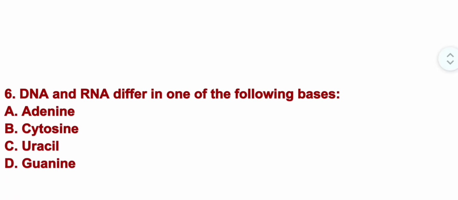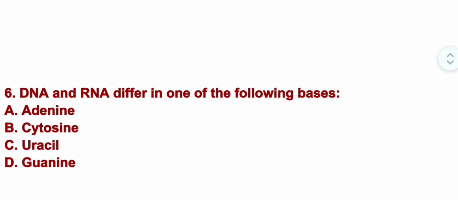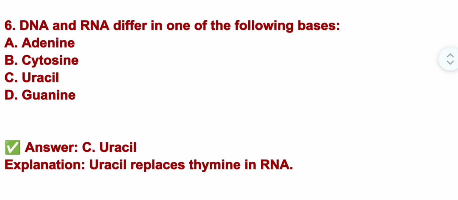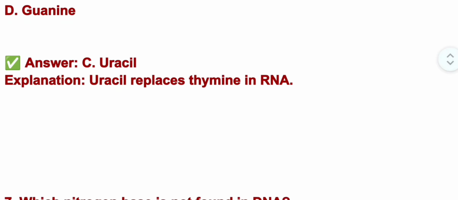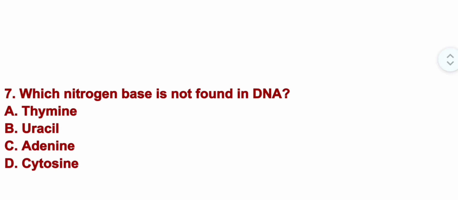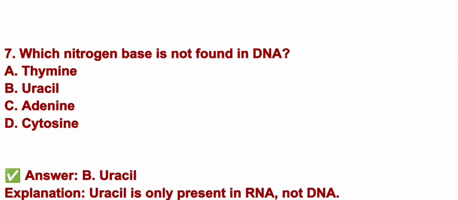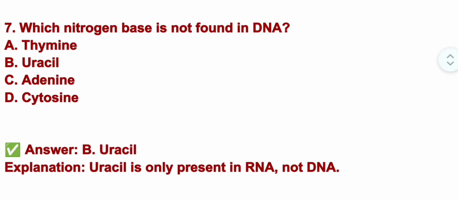Question number 6. DNA and RNA differ in one of the following bases. The correct option is option C. Uracil. Uracil replaces thymine in RNA. Question number 7. Which nitrogen base is not found in DNA? The correct option is option B. Uracil. Uracil is only present in RNA, not in DNA.